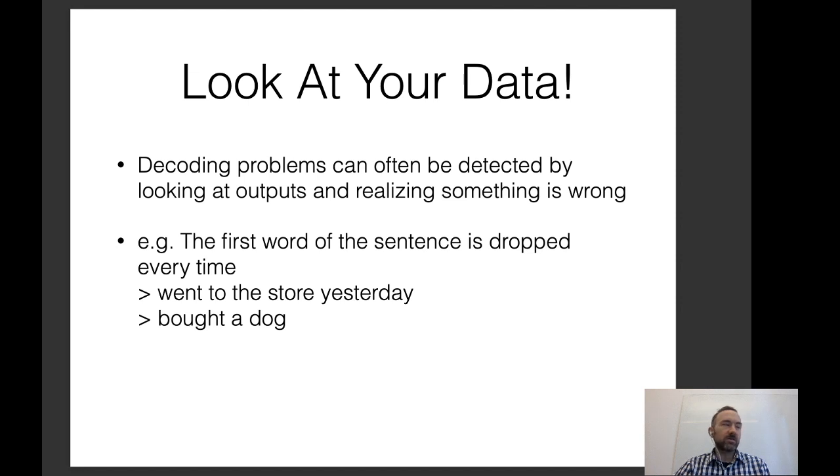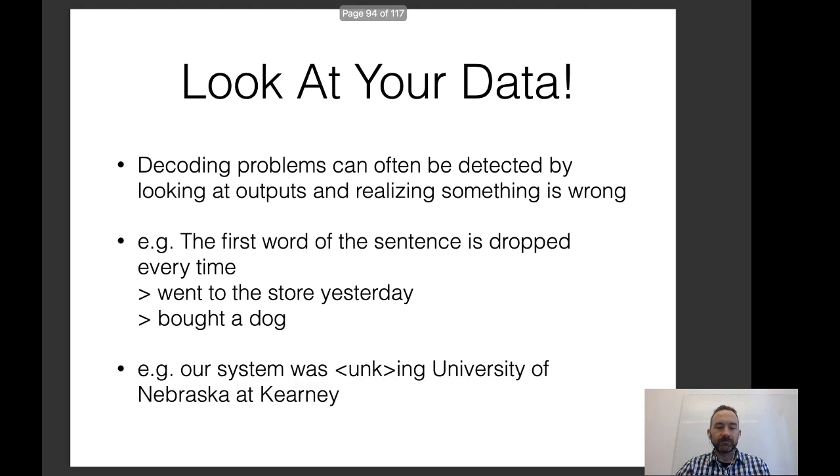And if this is the case, you might just have an off by one error where you're forgetting to output a single output. You would be getting low scores because of this, but you might not be able to quickly identify what's going wrong if you don't look at the data itself. Another kind of funny example is one time we had a system that was making University of Nebraska at Kearney's acronym an unknown word, because it's UNK, and we only found this by looking at our data very carefully.